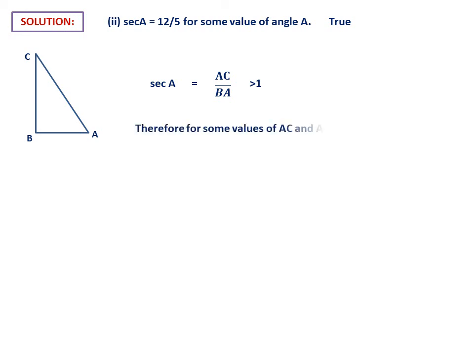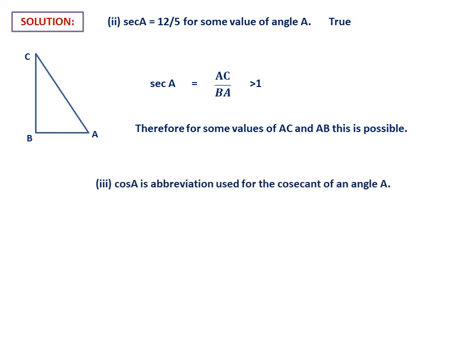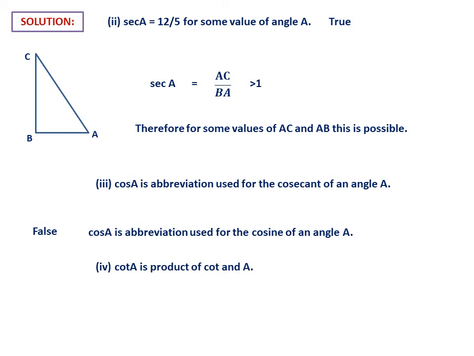And secant A is 12 by 5. So therefore, you can select a triangle where the hypotenuse is 12k and the other side is 5k. So definitely you can find the remaining side also. Such a triangle exists. Therefore, secant A is possible. This is the reason. Next, cos A is abbreviation used for cosecant of an angle A. This is a very trivial question. We have seen this one. False, because cos A is abbreviation used for the cosine of an angle. So it is false.